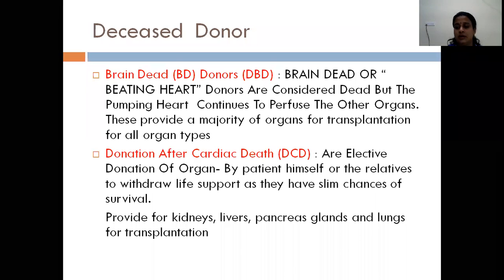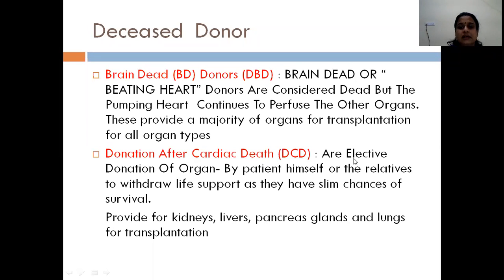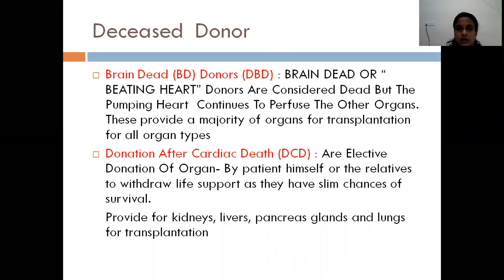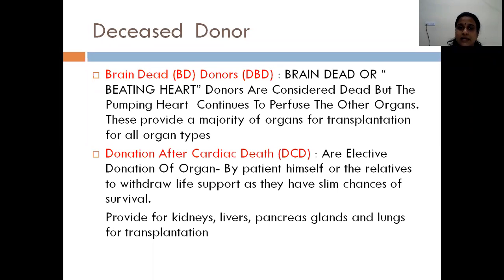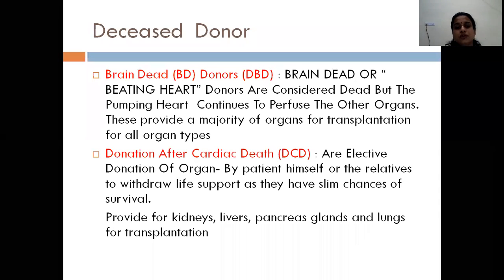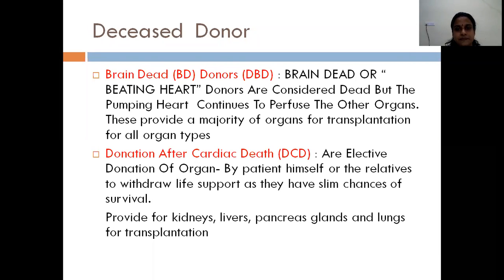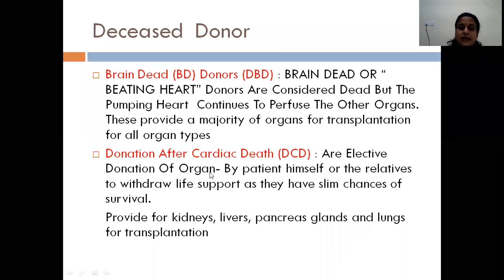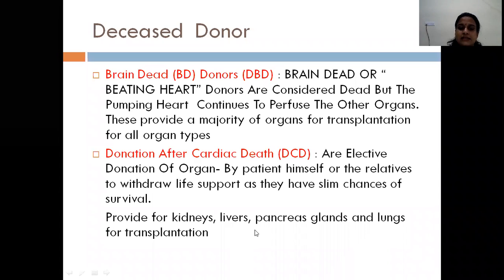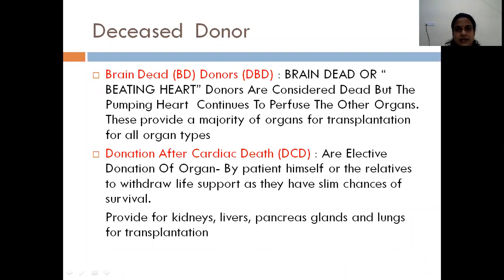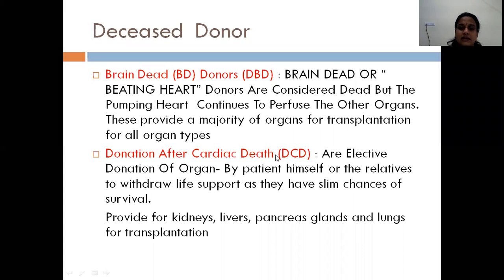The other group of cadaveric donation is donation after cardiac death. These are elective donations of the organ. That is, the patient himself, before he goes into a coma, or the relatives of the patient when he is in the ICU, will give consent for organ donation because there are slim chances of that patient's survival. So this is an elective kind of donation. They usually write down that they will donate the kidneys, liver, pancreas, lungs, and corneal transplantations. So this is donation after cardiac death.